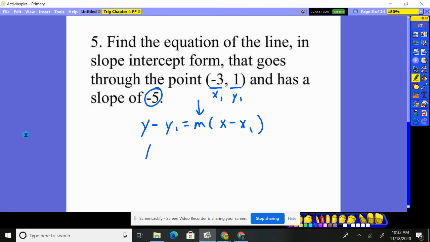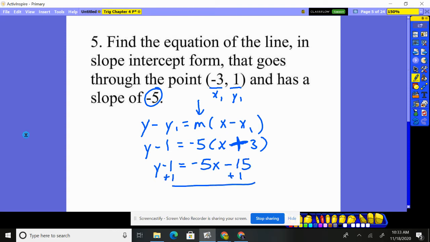So all I've got to do is fill in: y minus my y sub 1, which is 1, equals my slope, -5, times x minus my x sub 1, which is -3. Well, minus -3 does change to plus. So two more steps. I'm going to distribute through, and then I'll move that -1 over. Distributing through, we get -5x minus 15. I now add my 1 to both sides. I get y equals -5x minus 14.